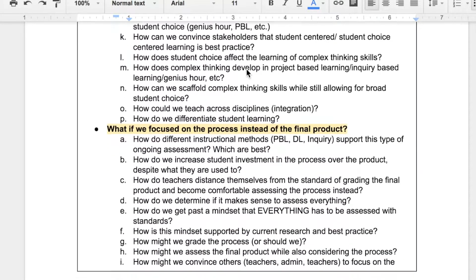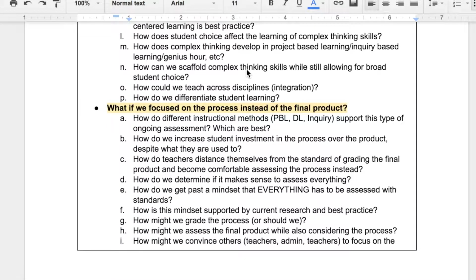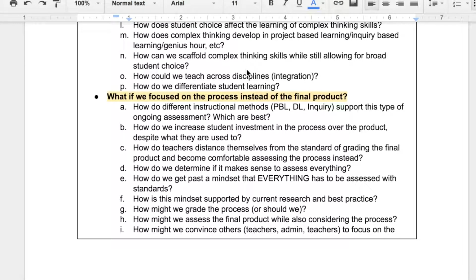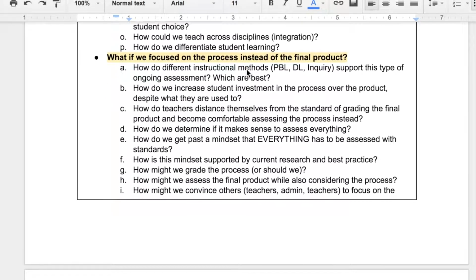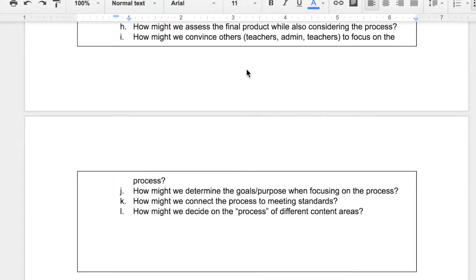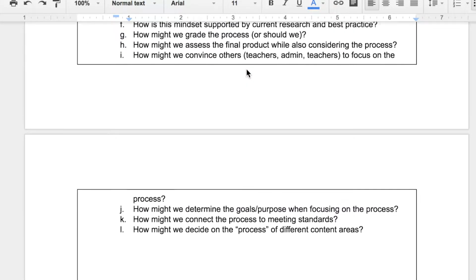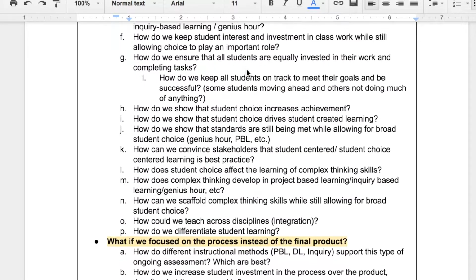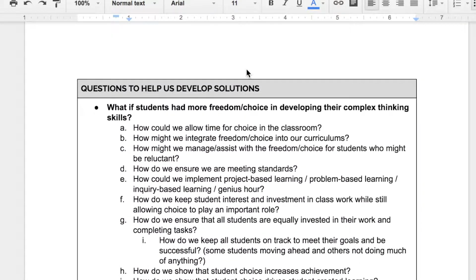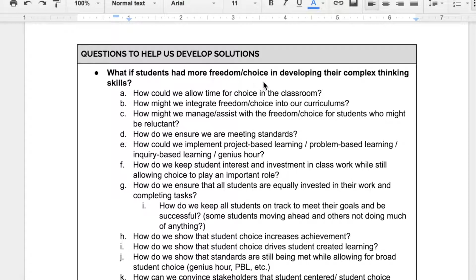And then we asked several how do we questions related to the what if question of focusing on process instead of final product. And ultimately, what we decided was that based on our survey, it made the most sense to focus on the what if students had more freedom or choice in developing their complex thinking skills question. So we began to focus really on choice.